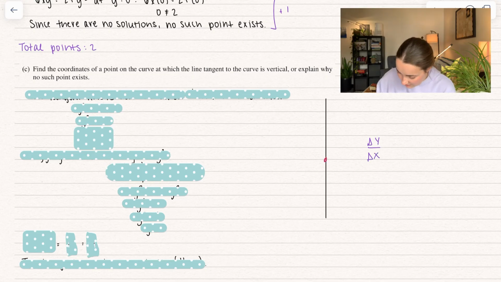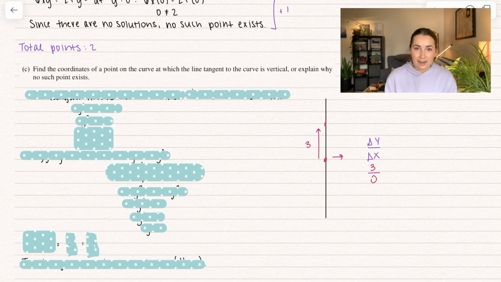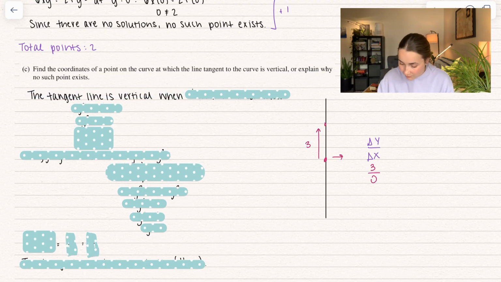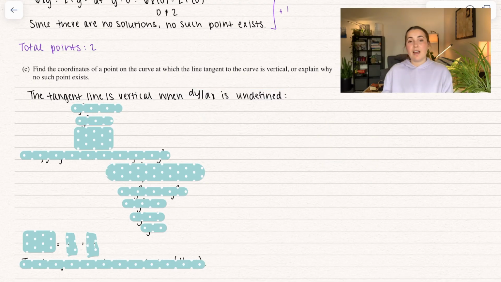So right here, if I just take 2 random points, I go up 3, so the change in y is going to be 3, but I don't go over anything. I go over 0. So the slope is undefined. So we want to find where the first derivative is undefined. So the derivative is going to be undefined when the denominator is equal to 0.